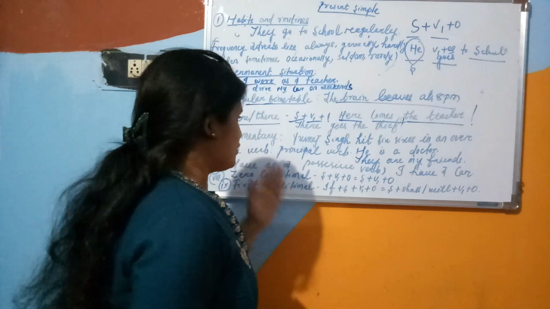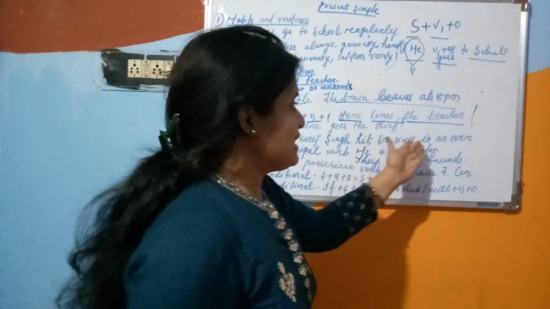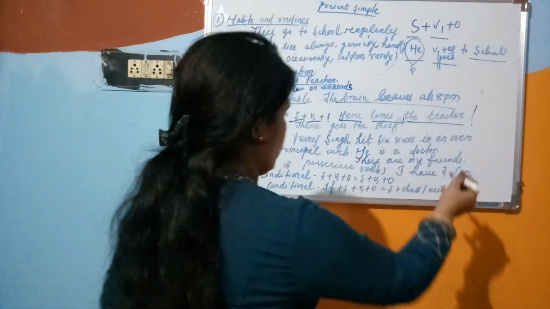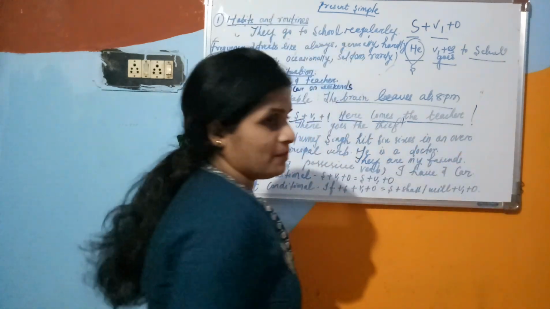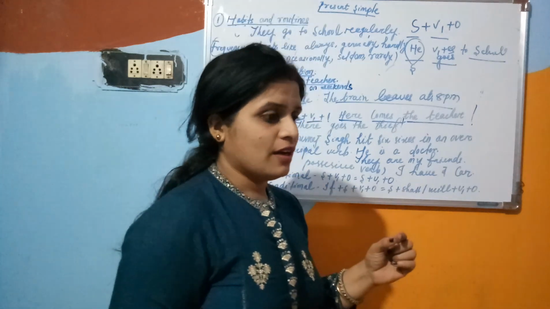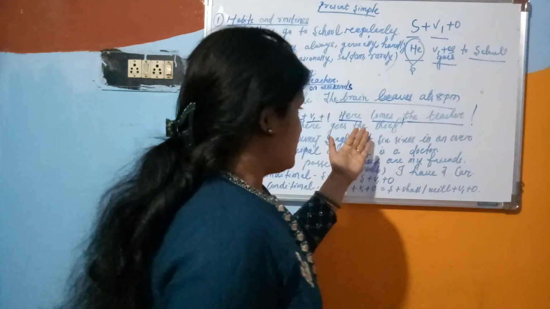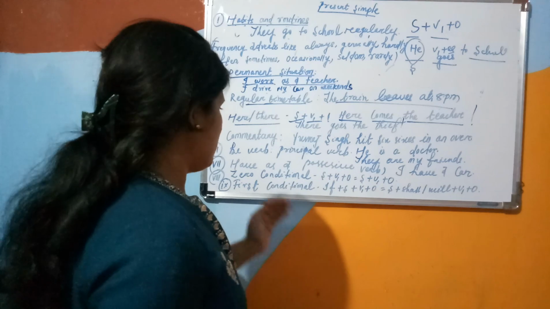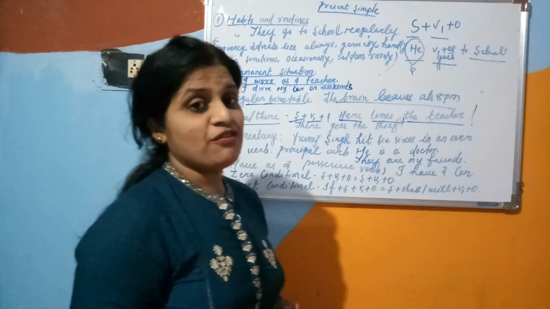Next is commentary. Yuvraj Singh hits six sixes in an over. It is not a continuous action, it is a general action, the duty of a cricketer. In this case we can use simple present tense, and also the be verb as a main verb.